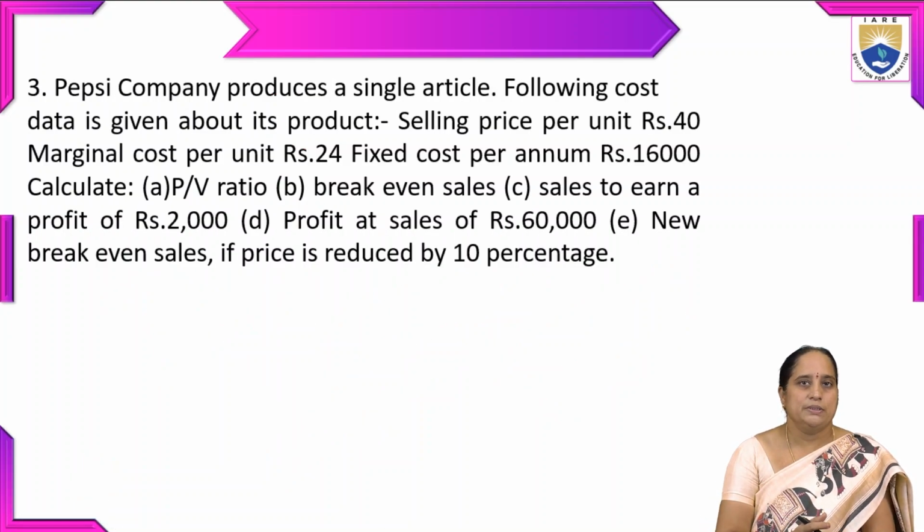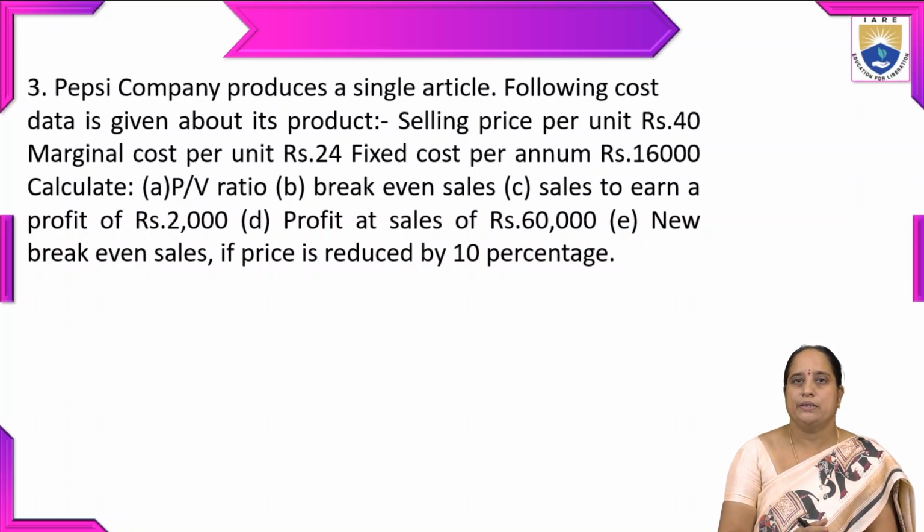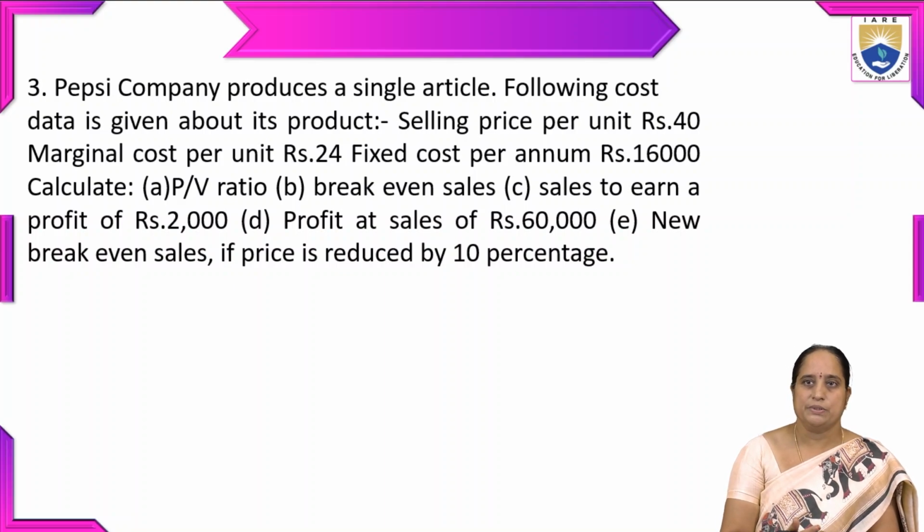Another problem is: Pepsi company produces a single article. The following cost data is given about its product. Selling price per unit 40 rupees. Marginal cost per unit 24 rupees. Fixed cost per annum 16,000. Based on this data, we have to calculate profit volume ratio, break-even sales, sales to earn a profit of 2,000, profit at sales of rupees 60,000, and new break-even sales if price is reduced by 10%.